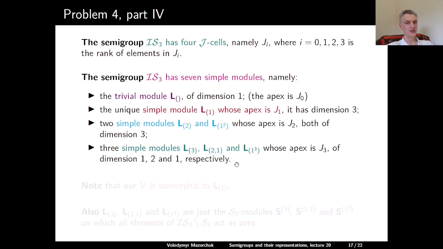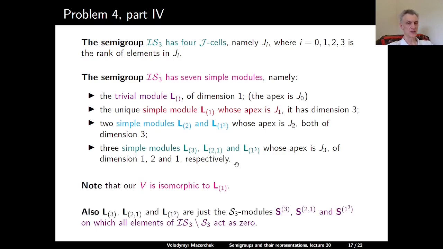for the apex J sub 3, we have 3 simple modules, L sub 3, L sub 2,1 and L sub 1,1,1. So 3, 2,1 and 1,1,1 are partitions of 3. And these have dimensions 1, 2, and 1 respectively. So our natural module is L sub 1, and also these last modules L3, L2,1 and L1,1,1 are in fact simple S3 modules.